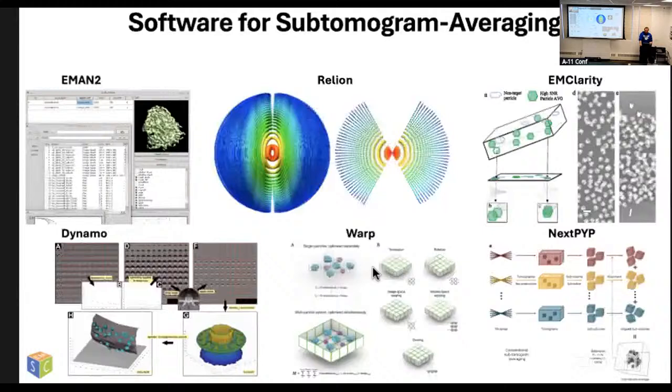And then you get into subtomogram averaging, right? You extract subtomos from your particles, and then you want to look at averaging. You're going to take these subtomos and average. These are some examples of pipelines you can use for it. Things like EMAN2, RELION has been doing this for a while. EMClarity has been out for a long time, but not super stable. Dynamo, you can go through to Warp, which technically is actually through RELION, and then of course NextPYP, which you guys have seen through the tutorials here.